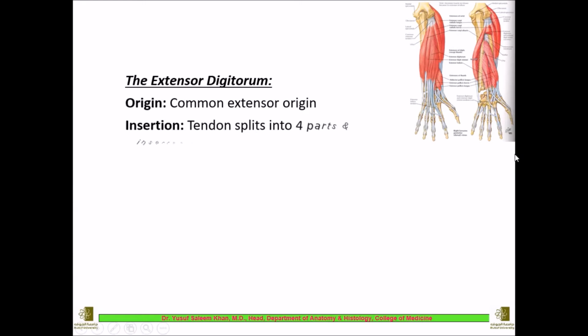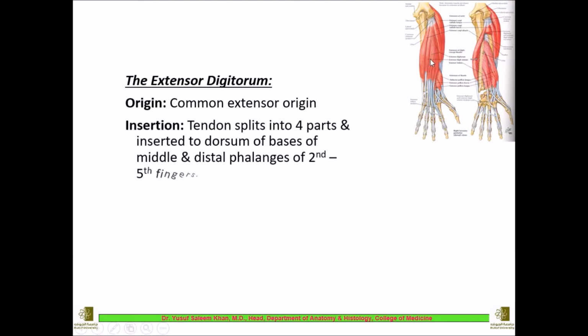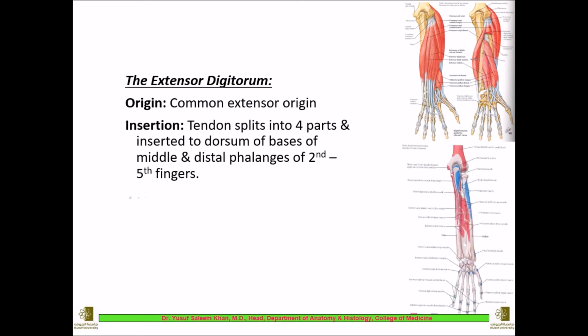The origin of this muscle is from the common extensor origin, that is the lateral epicondyle of the humerus. The insertion: as you can see in this picture, this is the extensor digitorum. It divides or splits into 4 parts and goes all the way to the medial 4 digits and gets inserted to the bases of the middle as well as the distal phalanx. It splits into 3 slips.